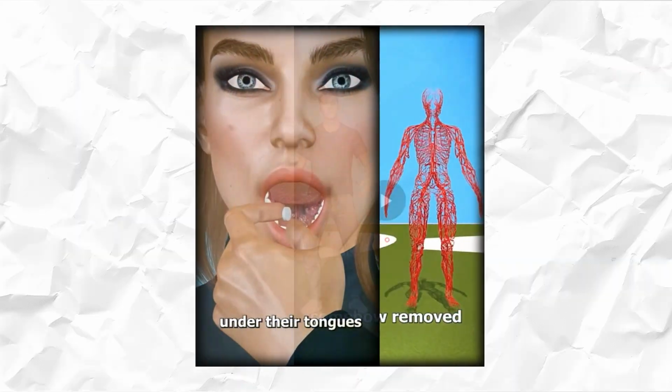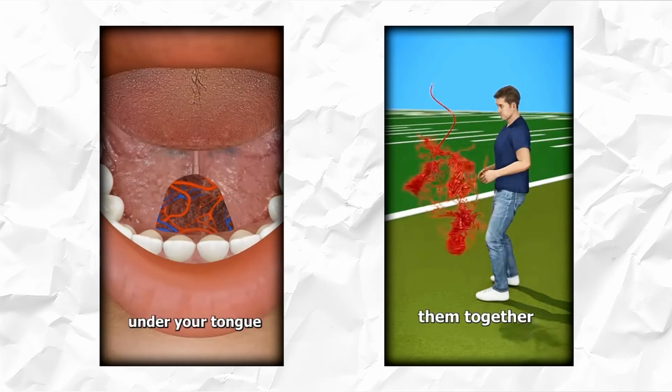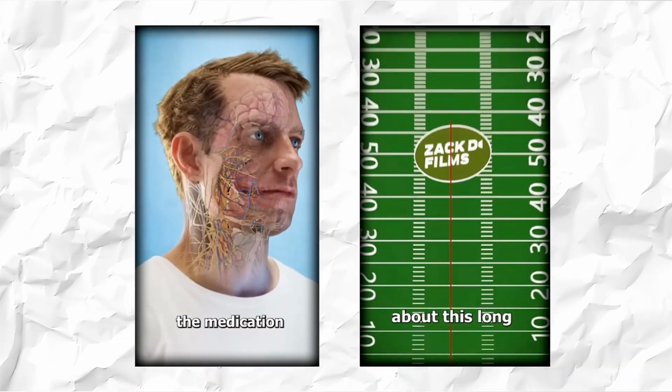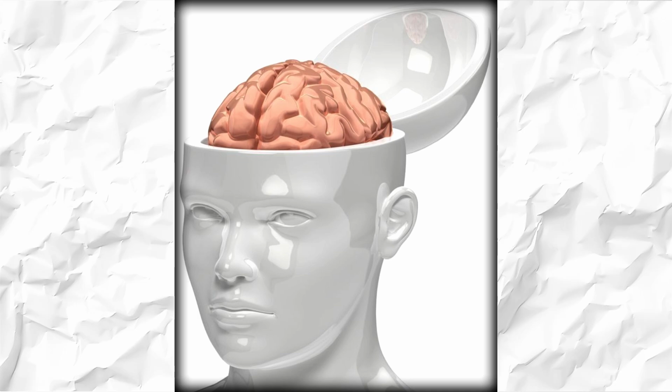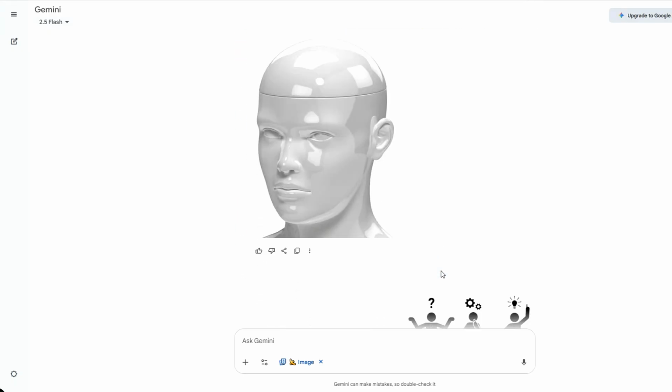So now let's move on to the second style, the kind you have probably seen in Zach's video, where he explained things using 3D animations. So let's try creating something similar. I already have this image, but its head is open. To fix that, I'll give this prompt in Gemini. Cover its head, keep everything else the same. The brain should not be visible. So as you can see, the new image looks amazing.